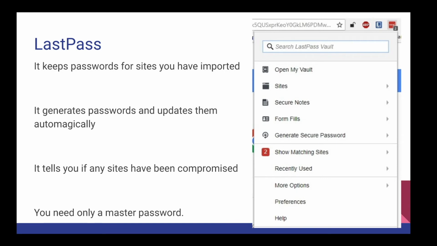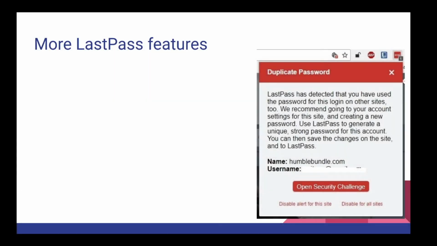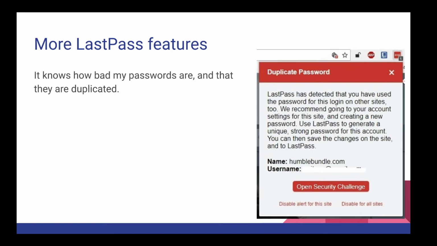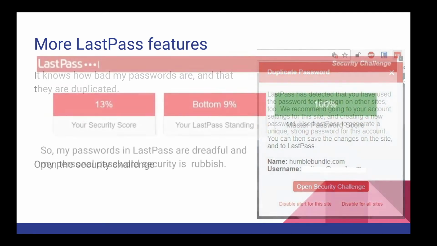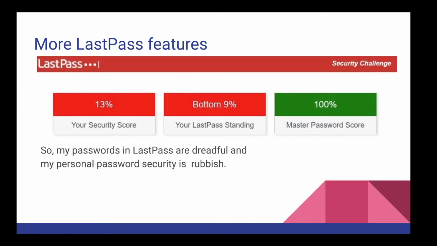So the way LastPass works, this is the browser plugin. You'll see you can generate passwords. It has a vault of all your accounts. It will tell you when passwords match. It will tell you when passwords have been compromised or sites have been compromised. You set up one strong master password. So here we go. This is a duplicate password, for example, a feature here. It knows that my password has been duplicated. It asked me to open a security challenge, which I did. And when I set this up, my master password is great. My security score is dreadful.